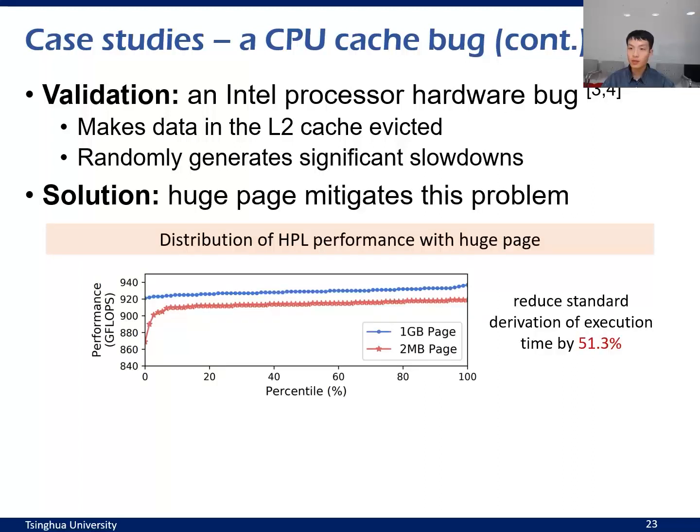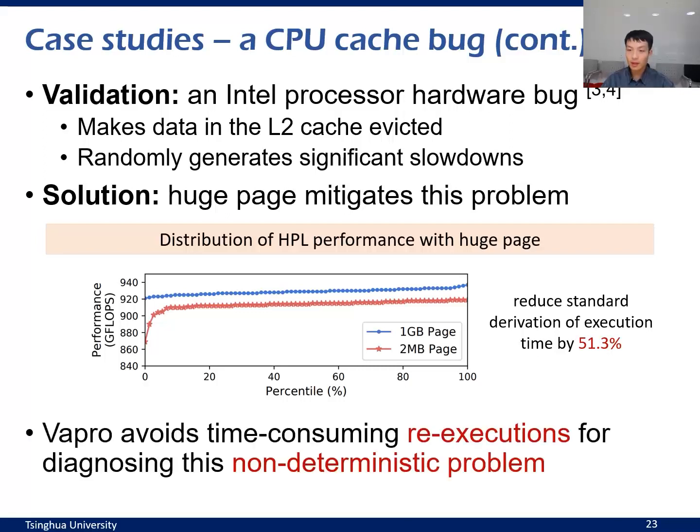To solve this problem, we use huge pages to mitigate it. This figure shows the performance distribution of HPL on the 2 MB and 1 GB page size. The blue line shows with 1 GB page size, there is a smaller performance variance. It reduces the standard deviation of execution time by 51.3%. In this case, Vapro not only makes an early stop for the affected programs possible, but also avoids time-consuming execution for diagnosing this non-deterministic problem.